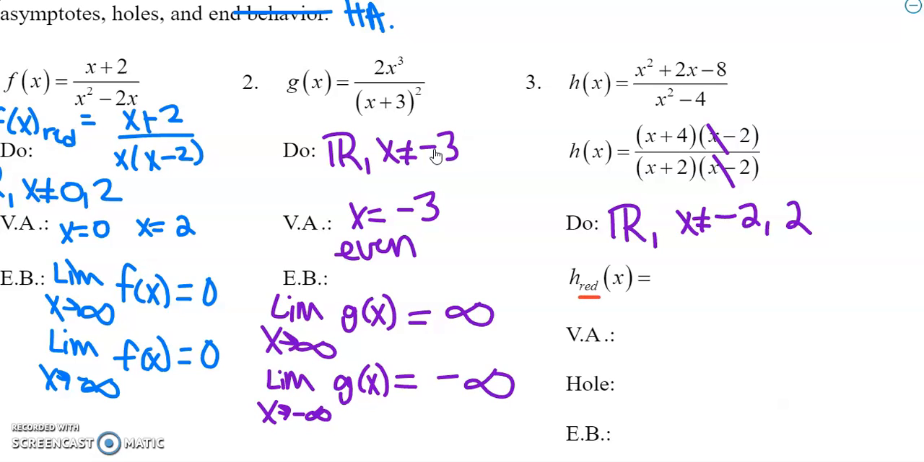and I end up with the reduced function. You see the RED there? That means reduced. So we have x plus 4 over x plus 2. Okay, so that's our reduced function.